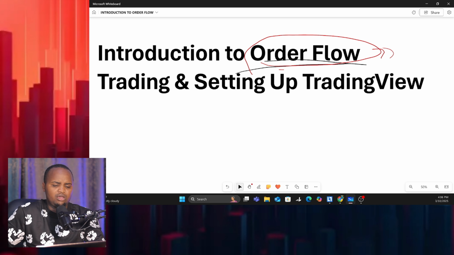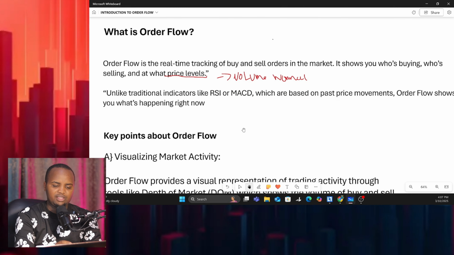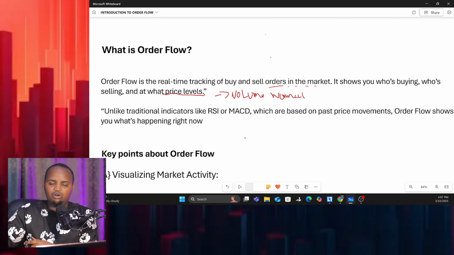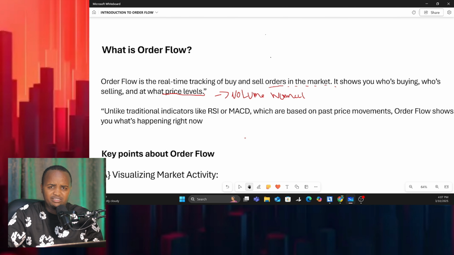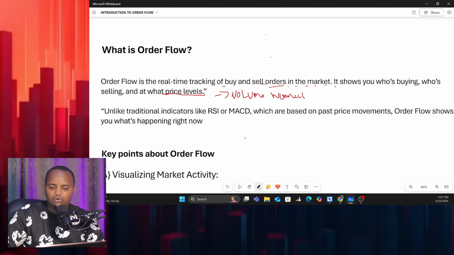So let's start by defining what this underflow really is, because when you talk about underflow, essentially we are talking about volumes. Now, what is the underflow? The underflow is the real-time tracking of buy and sell orders in the market. So forget all the things you have been seeing in the indicators. There are very few indicators, actually none of them, that help you track buy and sell orders in the market, except when you're studying the underflow. It shows you who is buying and who is selling and at what price level.